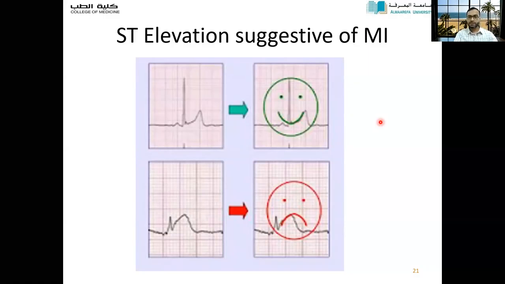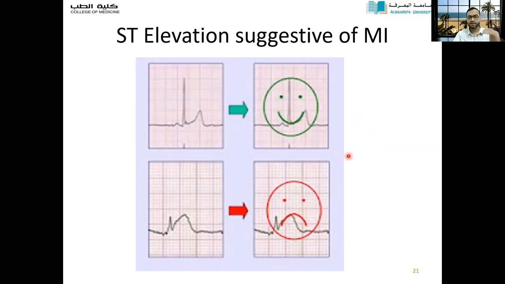Consecutive means the leads related to that area. If I'm talking about the inferior wall, you know that lead 2, lead 3, and lead aVF are related to the inferior wall. So if ST segment elevation is coming only in lead 2, you will neglect it. It's not myocardial infarction. But if similar changes are also reflected in leads 2, 3, and aVF, all three of them, then it is diagnostic of myocardial infarction.